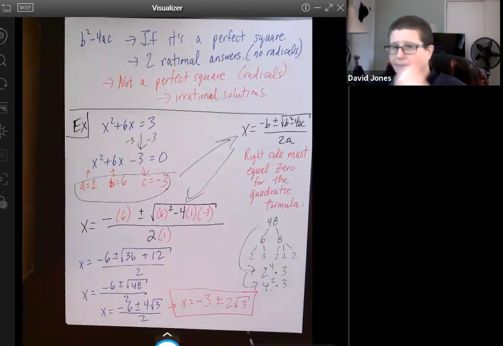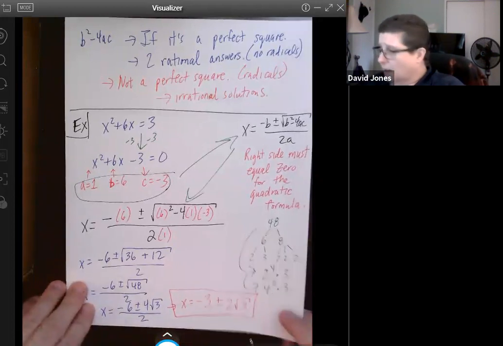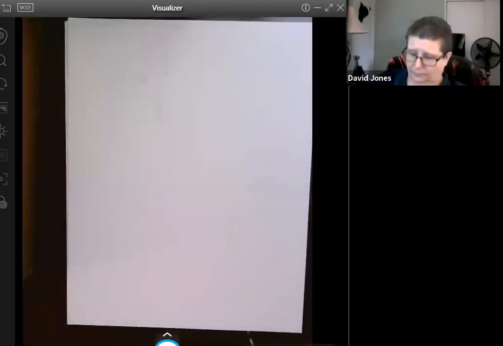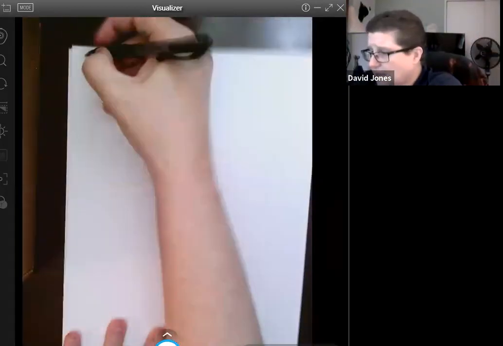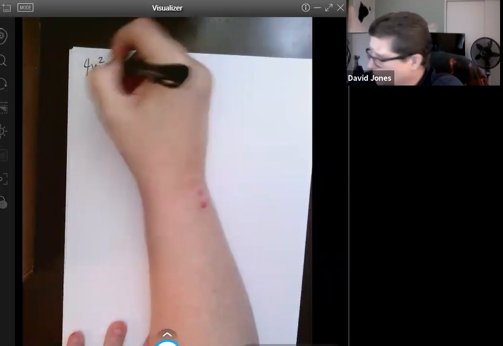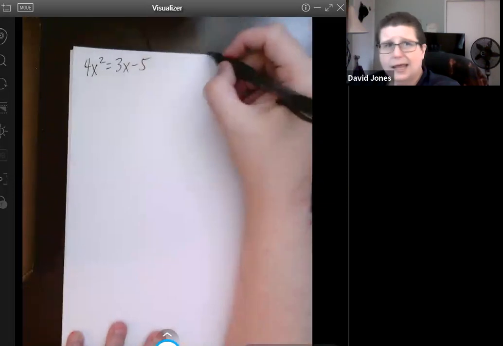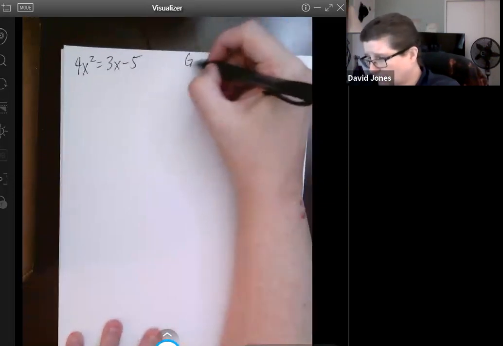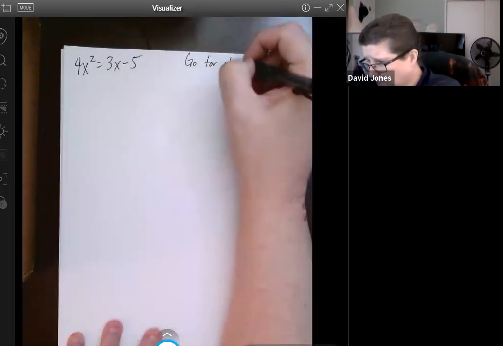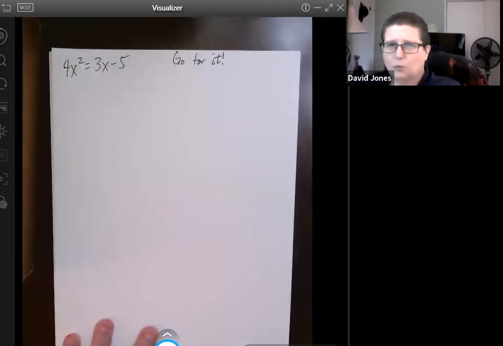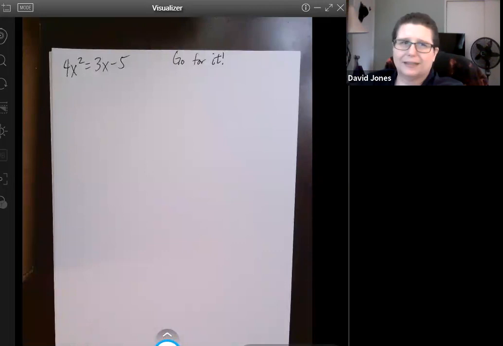Okay. Let me give you another one. I want you guys to try this. 4x squared equals 3x minus 5. And go for it. Conveniently, a does not have to equal 1 in the quadratic formula. Pause it, try to work that out, see what you get.